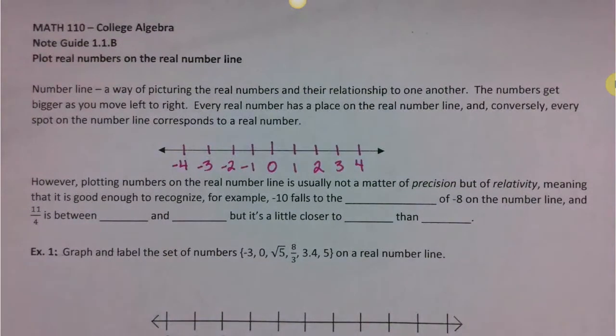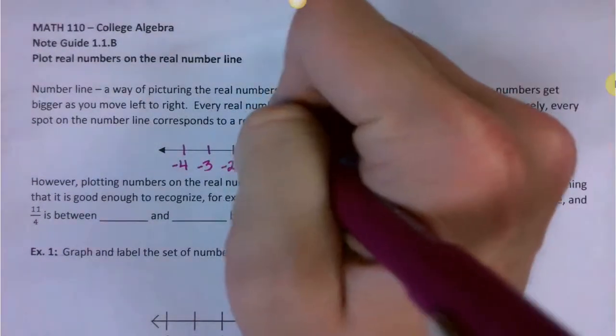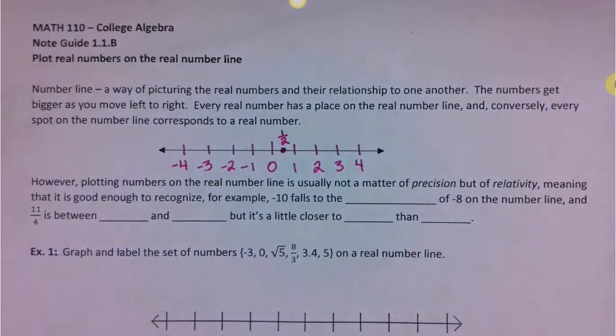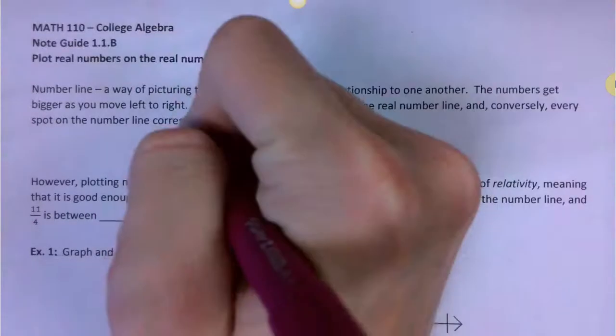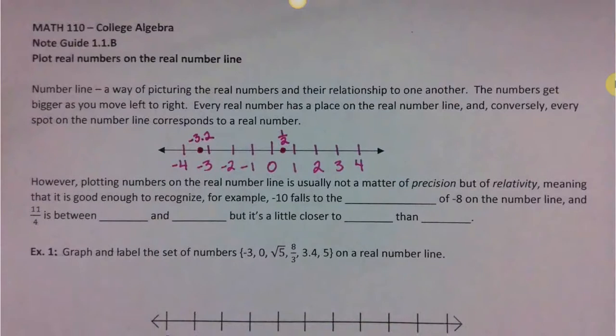And then if I want to plot the number, say, 1/2, I would just put a point halfway between 0 and 1. And that would represent the real number 1/2. Or if we wanted to plot -3.2, we would put a point just a little bit to the left of -3, and that would represent the number -3.2. So the point is that no matter what real number you give me, whether it's rational or irrational, I can find a place for it on the number line somewhere.